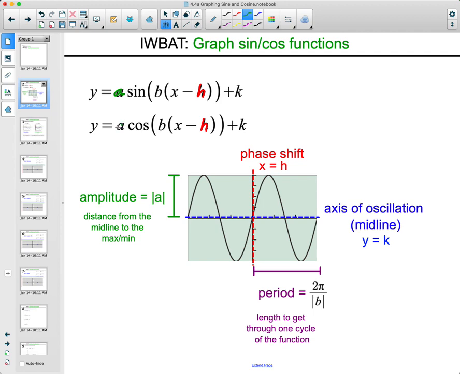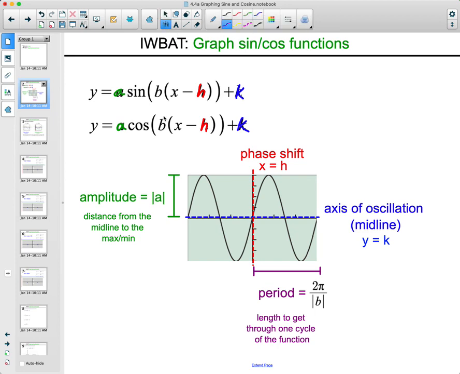And then the k value, which is outside of your sine or cosine function, that's going to move it up or down. Okay, so this is going to be a vertical shift. It's actually going to move this midline. So it's going to take this middle line and move it up or down. So this is called the axis of oscillation because this function oscillates around it or moves around it, and it's going to keep going like that. And Delta Math will also call it a midline. And the equation of it is y equals k. So this k value will move it depending on what that k value is.